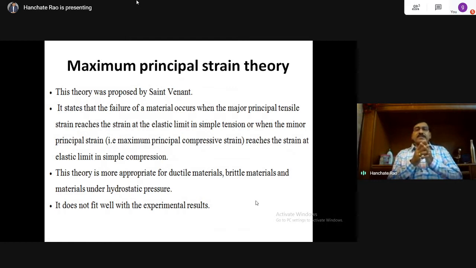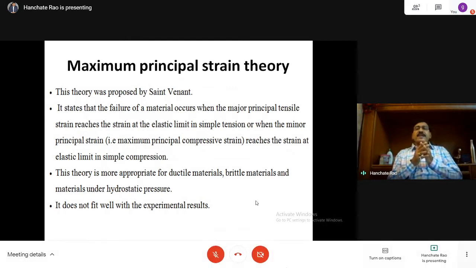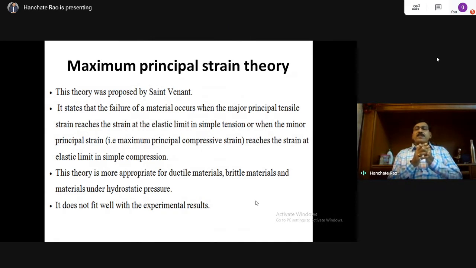So what does this state? The failure of the material occurs when the major principal tensile strain reaches the strain at the elastic limit in simple tension. That is one part. The other part is when the minor principal strain reaches the strain at the elastic limit in simple compression. So according to the property, the strain in direct tension at elastic limit.